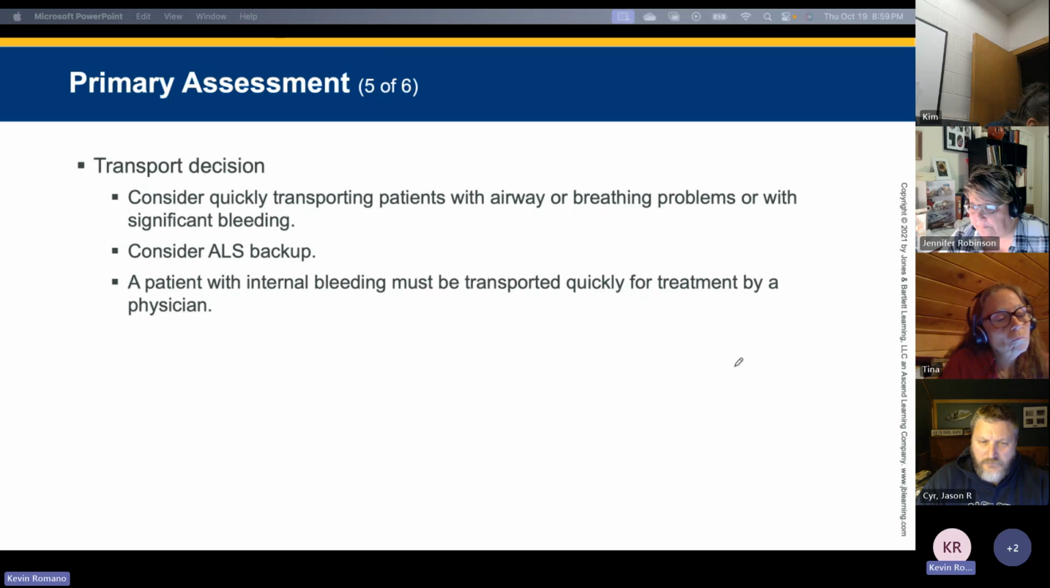Stabilization and maintenance of an airway and breathing, as well as control of bleeding, can be very difficult in patients with facial or neck injuries. Consider ALS if it's a long transport, and the patient with internal bleeding must be transported quickly for treatment by a physician.